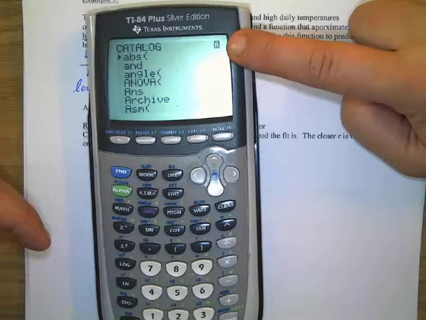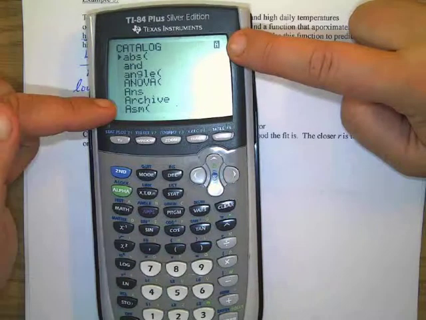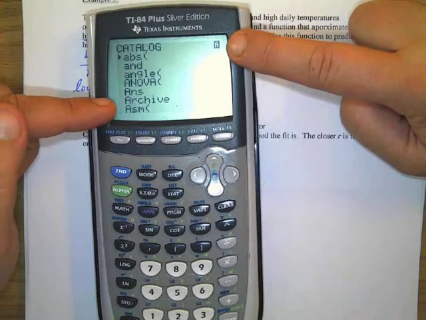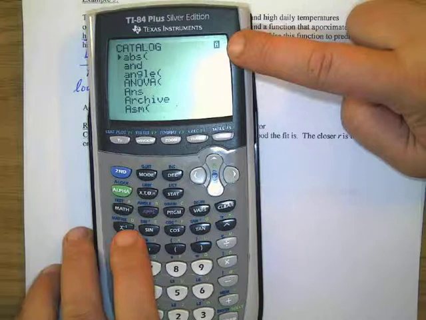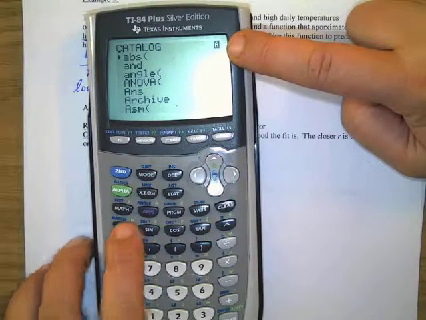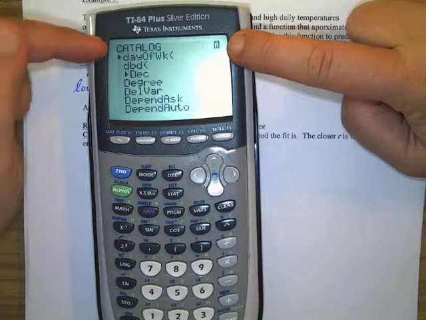I want to jump down to the D's. I don't want to scroll all the way to D. I just don't want to. I have better things to do with my time. So if you find the green D and you hit that button, it'll jump you straight down to the D's.